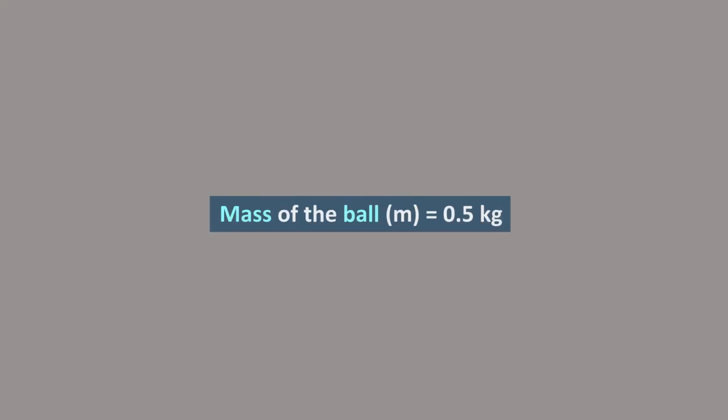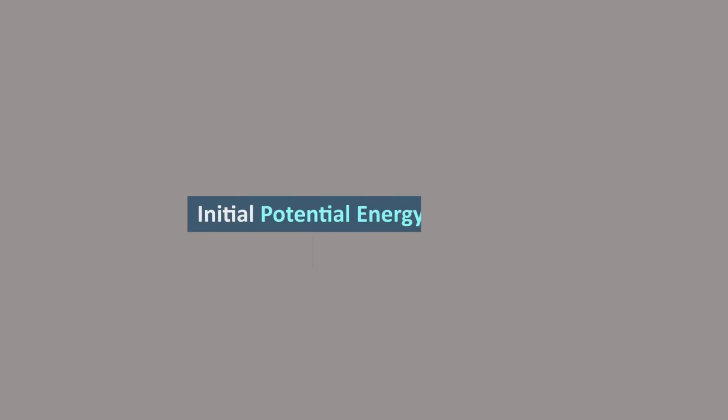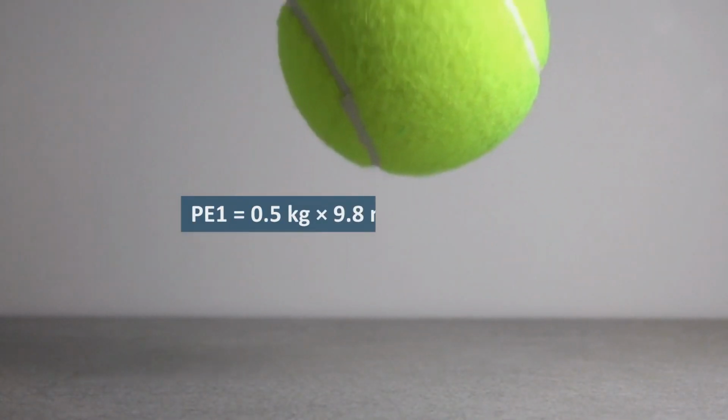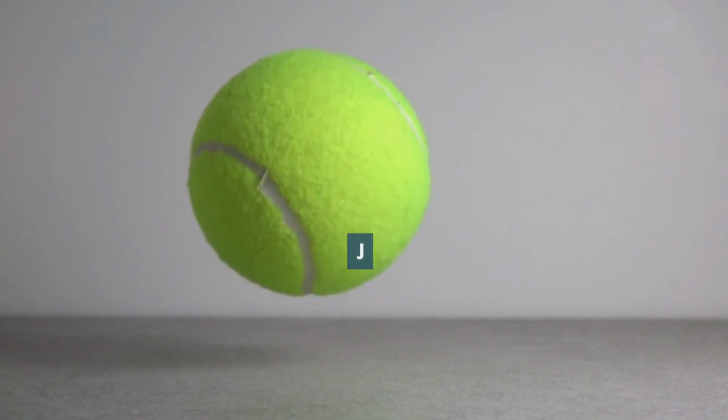Given mass of the ball, m, equals half a kilogram. Initial height, h1, equals 2 meters. Final height, h2, equals 1.5 meters. Acceleration due to gravity, g, equals 9.8 meters/s squared. Initial potential energy, P1, equals m times g times h1. P1 equals half a kilogram times 9.8 meters/s squared times 2 meters equals 9.8 J.